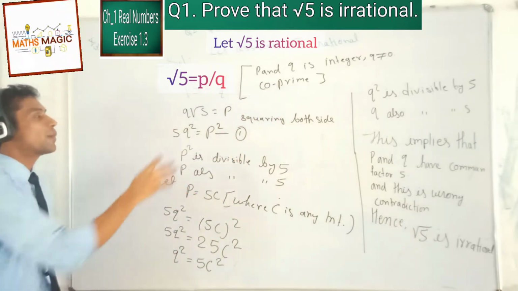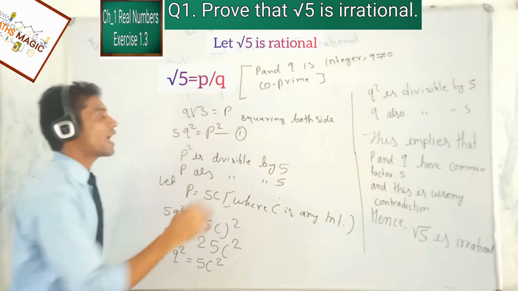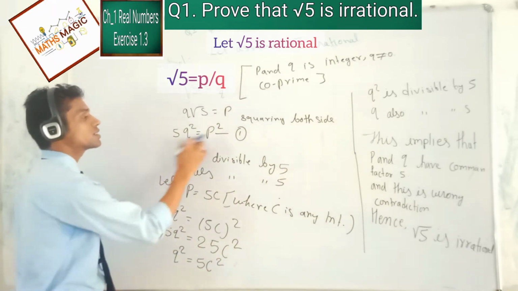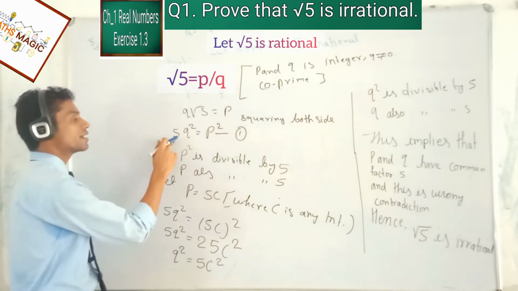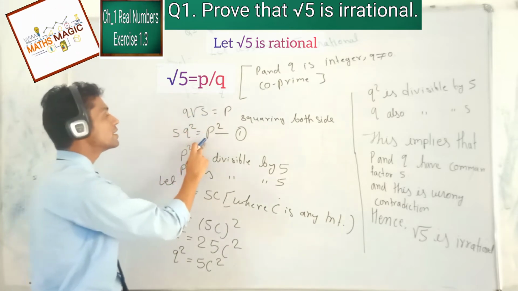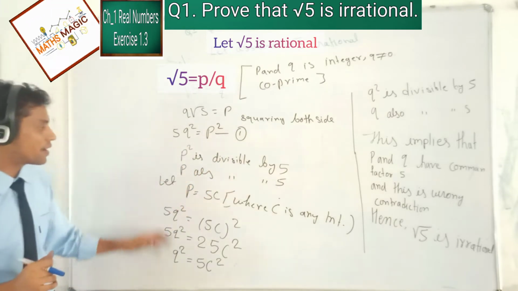Now see, after solving this, root 5 equals p by q, so root 5 q equals p. Now we square both sides. Then here the root and square cancel, so 5q square equals p square. We assume this is equation number 1.